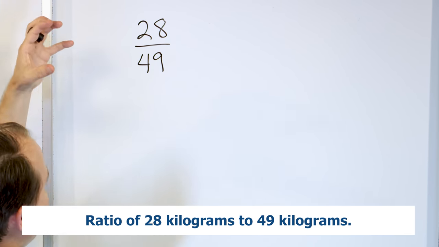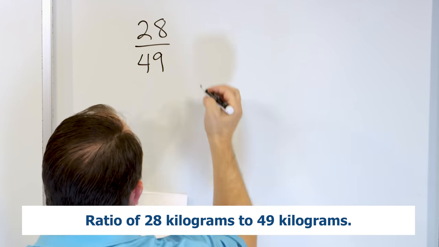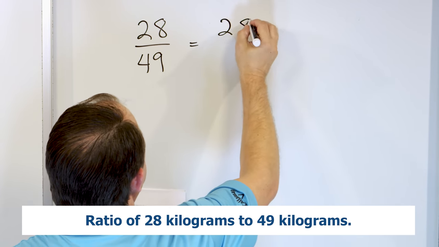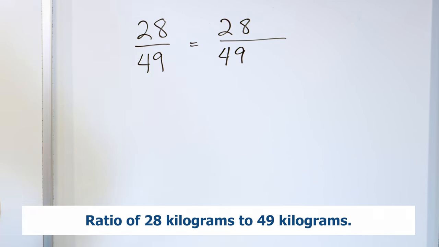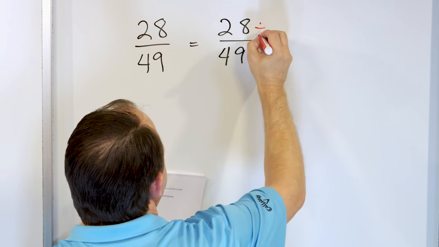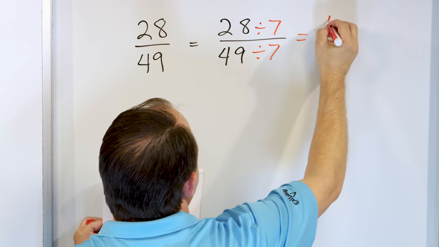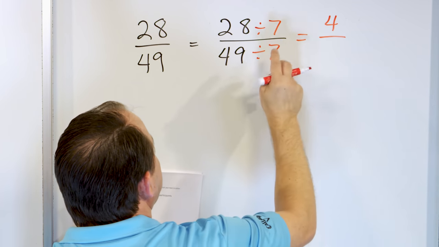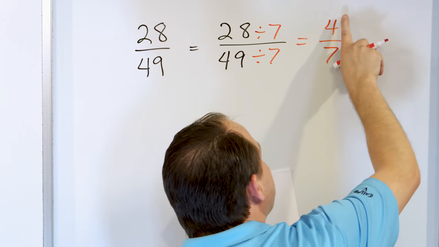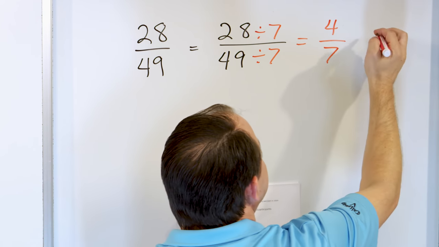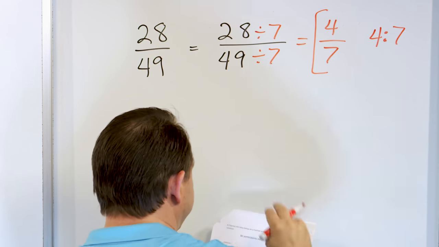The fraction captures the relationship between them, but these numbers can be simplified, right? Because if I take 28 and 49, I can divide the top and bottom by 7. 28 divided by 7 is 4, because 4 times 7 is 28, and 49 divided by 7 is 7. So the simplified ratio is 4 sevenths, or 4 compared to 7, or we could write it as 4 colon 7, and this is the simplified ratio.